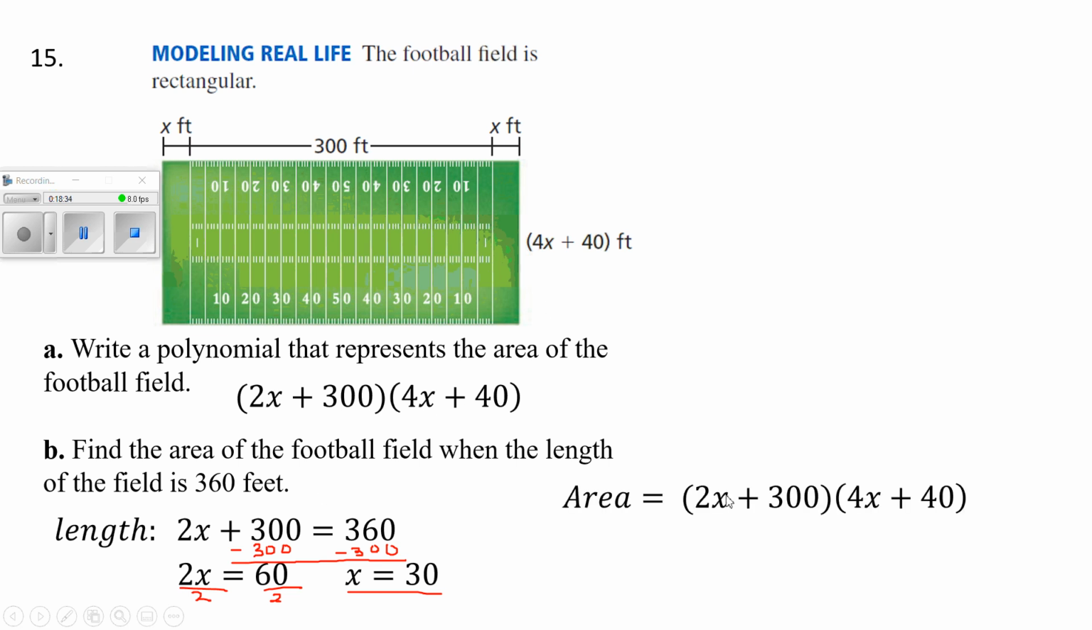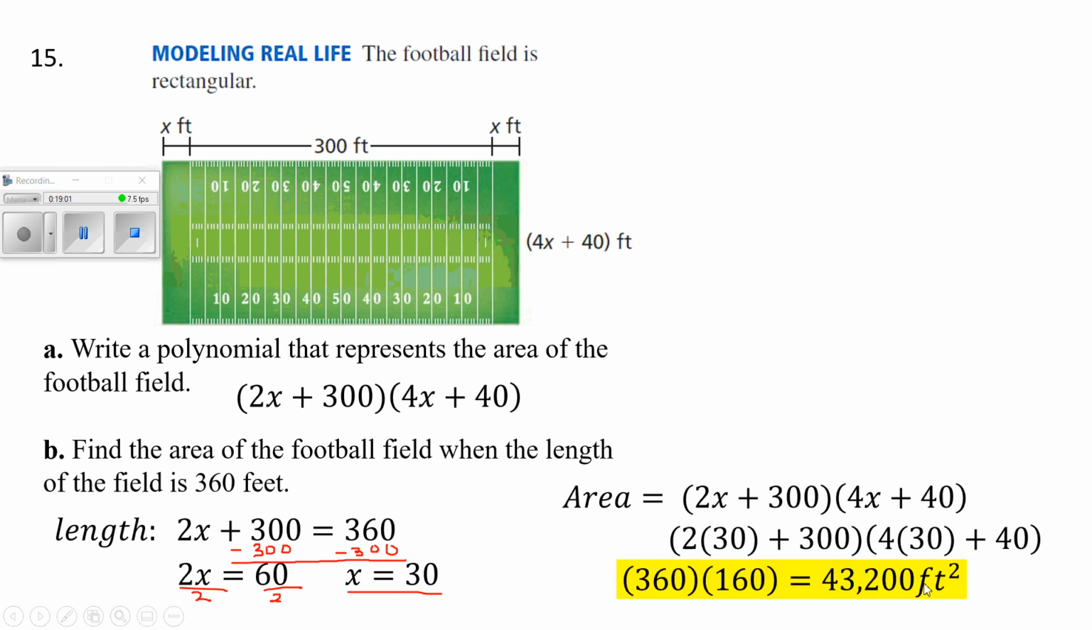It says find the area, right? So the area, remember, is 300 plus 2x times 4x plus 40. We now know that x is 30, so we're going to replace these x's with 30. 2 times 30 is 60, and 60 plus 300 is 360. 4 times 30 is 120, and 120 plus 40 gives us 160. So we're going to take 360 times 160. That's going to give us 57,600 feet squared.